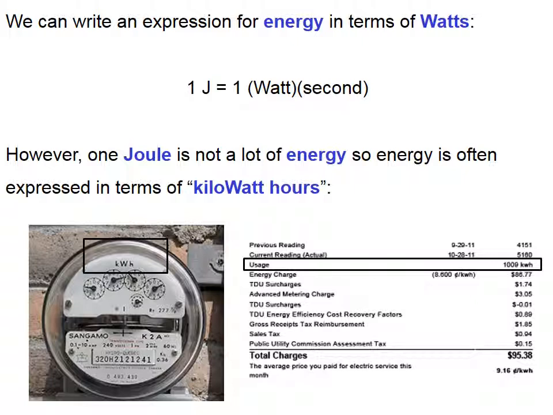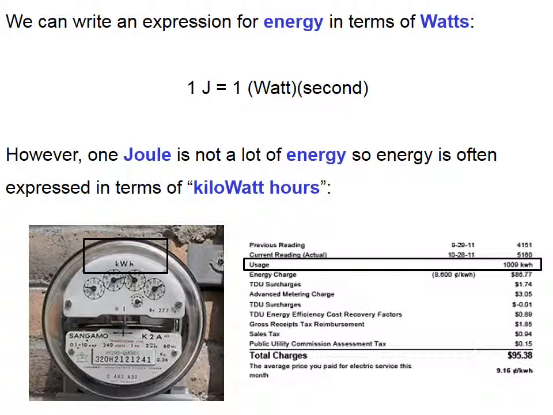So we could write an expression for energy in terms of watts. 1 joule equals 1 watt times seconds. But 1 joule is not a lot of energy, and 1 second is not a lot of time. So often energy is expressed in terms of what we call kilowatt hours.